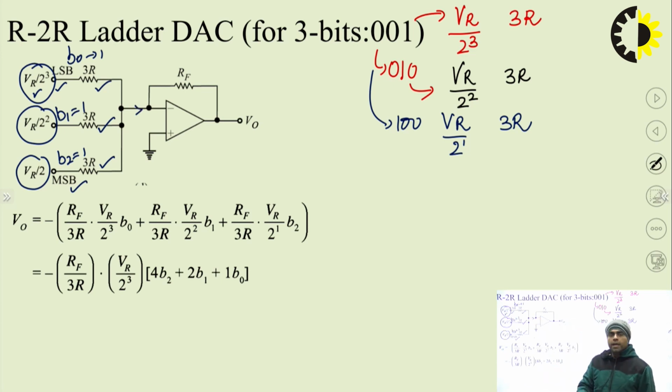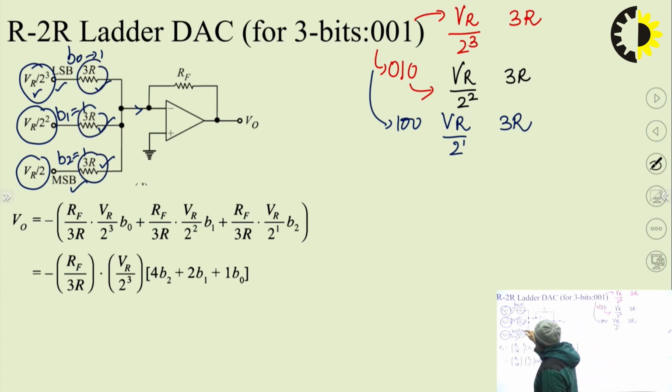Now again applying the rule for the gain of the inverting op-amp configuration, we can see that in the case of the weighted resistor the resistance of all branches was different, but here the resistance of all the branches is identical and equivalent to 3R. So I can write the expression as RF upon 3R for all the cases, RF upon 3R, VR by 2 cube, because this is the input voltage, into B0. Why B0? This LSB corresponds to B0.